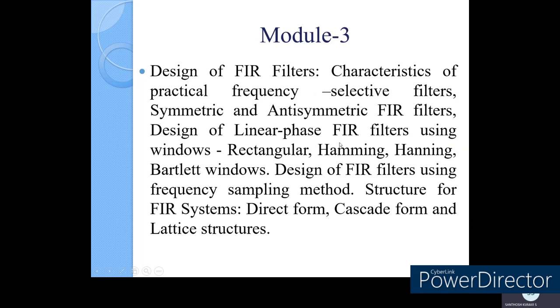In order to design the filter, we are going to use the windowing techniques. The impulse response h of n, which is infinite in nature, is multiplied with a finite-length window, and we get the finite impulse response FIR filter. We have different types of windows: rectangular window, Hamming window, Hanning window, Bartlett window, and Blackman window. We are going to see the design procedure for these FIR filters.